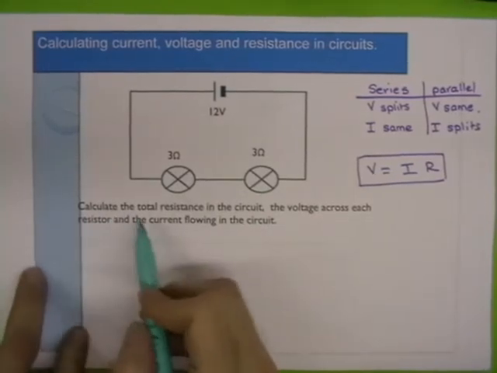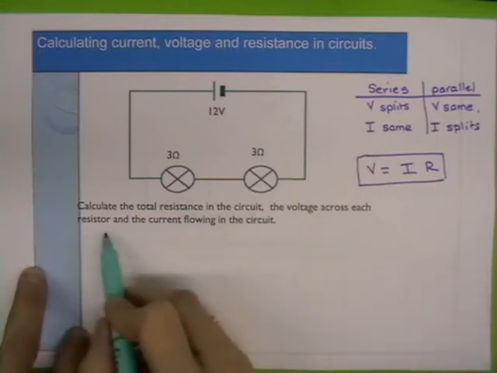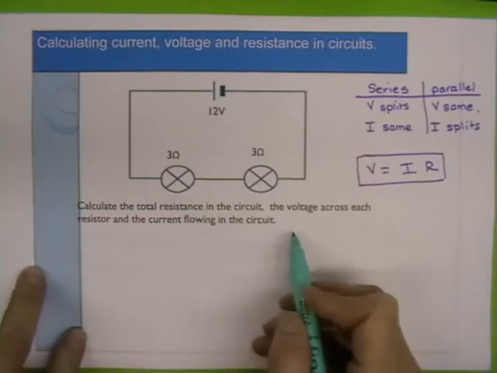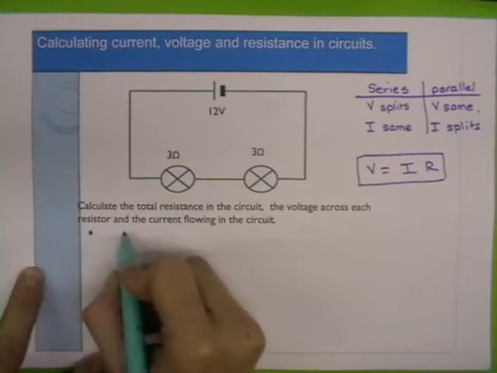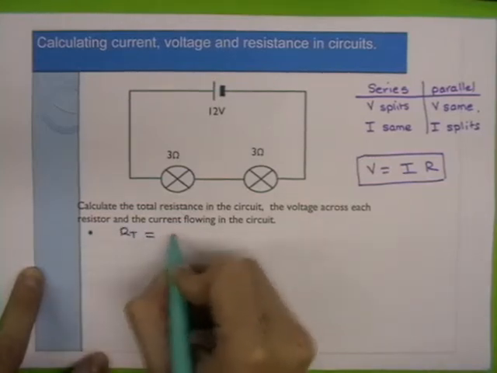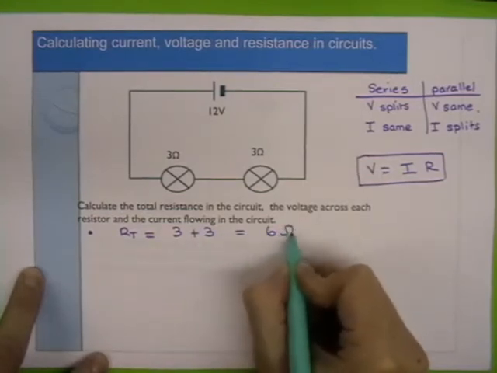First question: calculate the total resistance in the circuit, the voltage across each resistor, and the current flowing in the circuit. So, the first part of the question, calculate the total resistance, and we just add them. So, RT is equal to 3 plus 3, and that gives you 6 ohms.